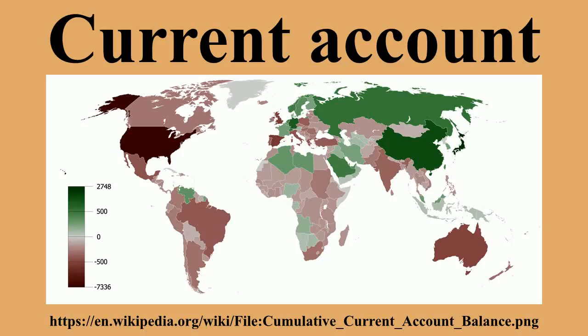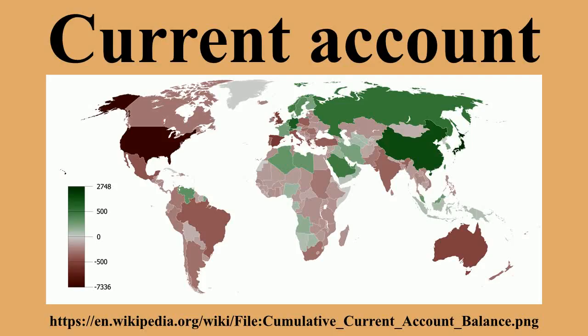In economics, a country's current account is one of the two components of its balance of payments, the other being the capital account. The current account consists of the balance of trade, net primary income or factor income, and net cash transfers that have taken place over a given period of time.